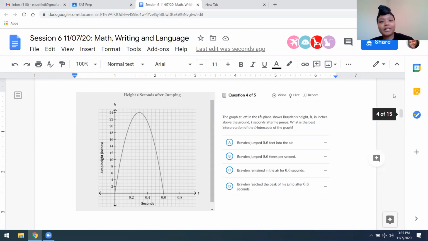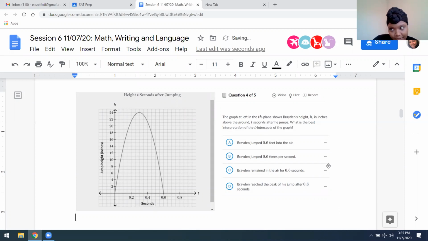So the graph at left in the TH plane, so we have T, we have H, shows Braden's height, H, in inches. So as we're reading, Braden's height, H in inches above the ground, T seconds after he jumps. What is the best interpretation of the T-intercepts of the graph?